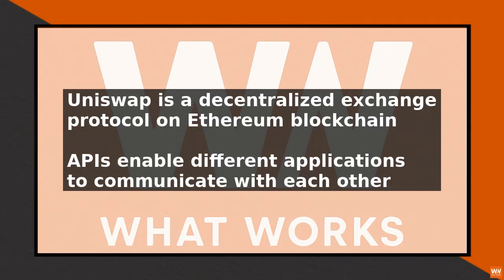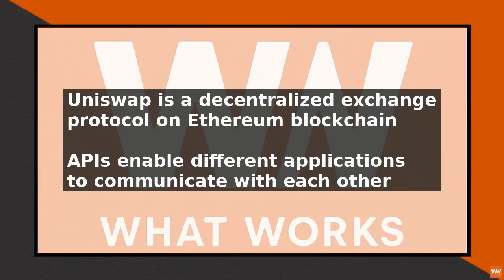To query Uniswap price impact via API, you first need to understand what Uniswap is and the basics of APIs. Uniswap is a decentralized exchange protocol that facilitates automated transactions between cryptocurrency tokens on the Ethereum blockchain. An API, or application programming interface, is a set of defined rules that enable different applications to communicate with each other. The first step is to choose an API provider that offers Uniswap data, such as the Uniswap API or third-party providers like CoinGecko or CryptoCompare.